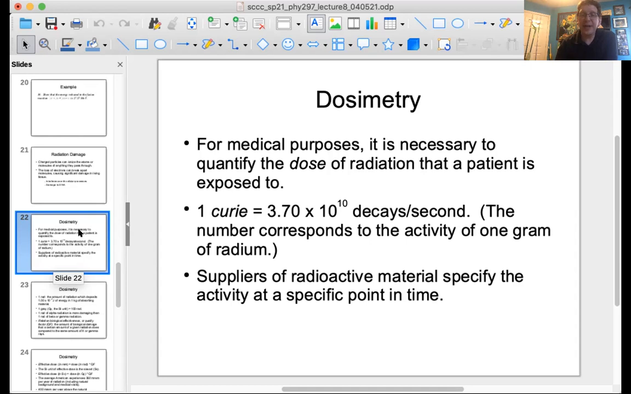They didn't just pull that number out at random, but that's where the unit of the Curie comes from. Suppliers of radioactive material specify the activity at a specific point in time. So it'll tell you what the activity was on such and such a date at such and such a time. And then you can use the formulas we talked about last chapter with the decay rates or the half-life for the corresponding material, so that you can determine what the activity is now.